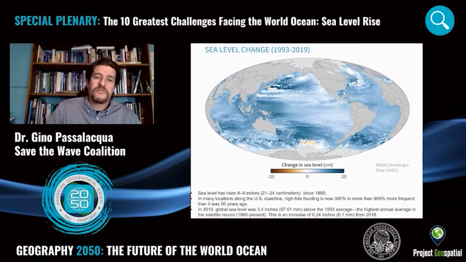How does this translate for coastal environments? For example, on the US coastline, high tide flooding is now 300 to more than 900% more frequent than it was 50 years ago. And 2019 had the highest annual average sea level change in the satellite record.